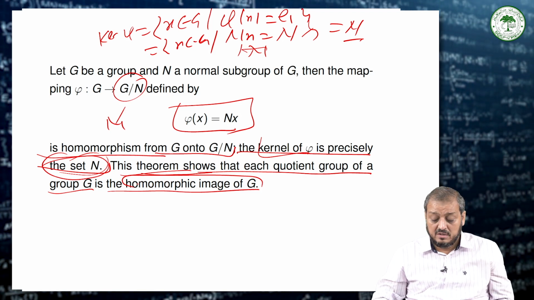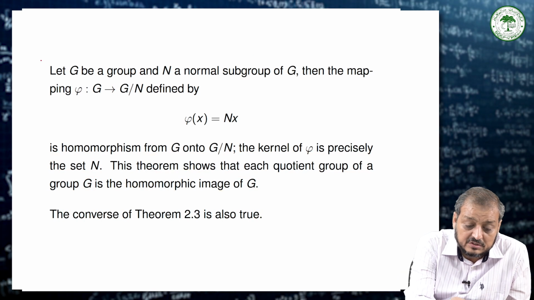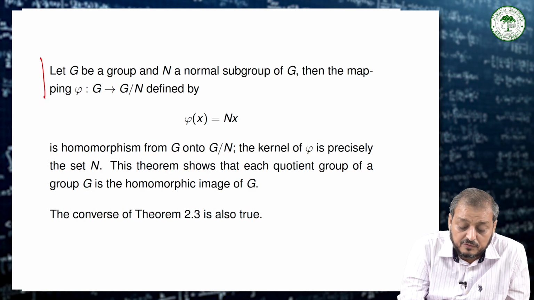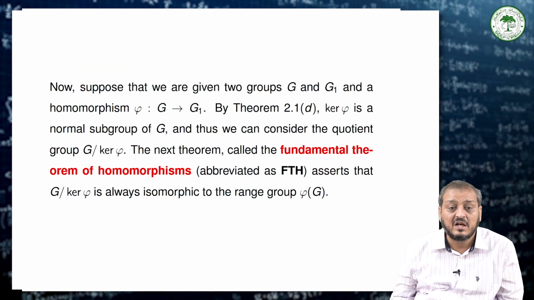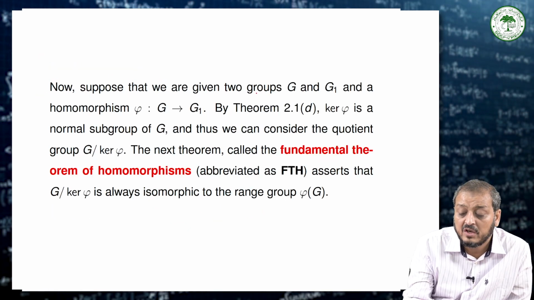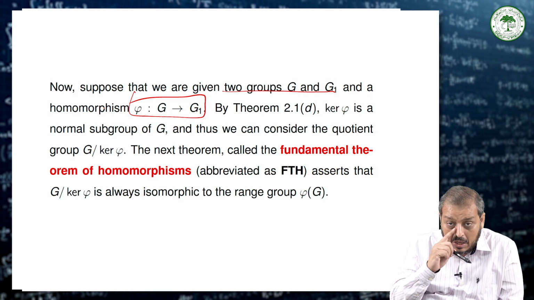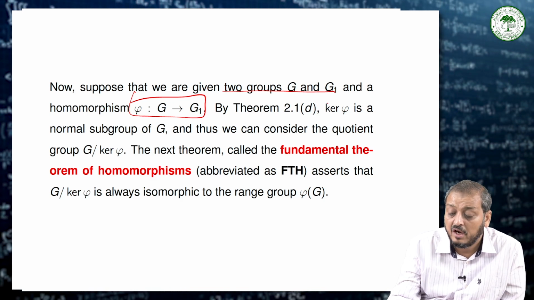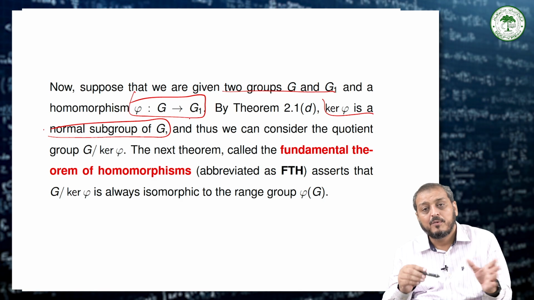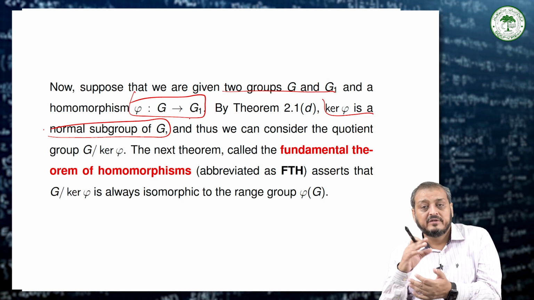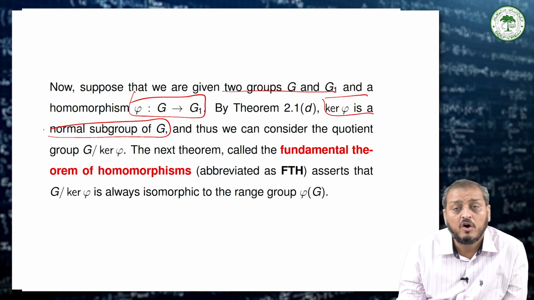Now the natural question comes to mind: is the converse of this result true or not? The converse of this theorem is also true. Suppose we are given two groups G and G1 and a homomorphism φ from G to G1. A property of homomorphisms is that the kernel of φ is a subgroup, and also a normal subgroup. So the kernel of φ is a normal subgroup of G.